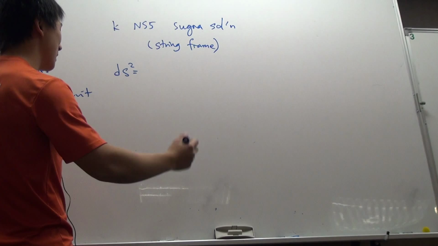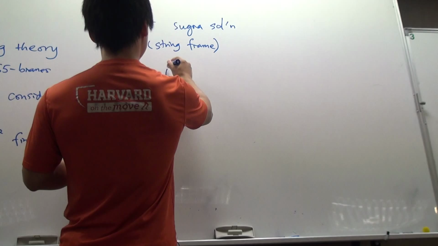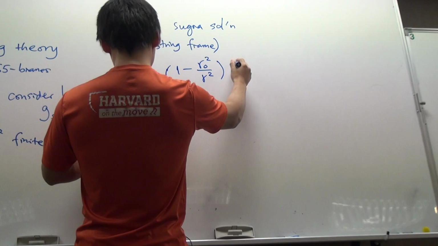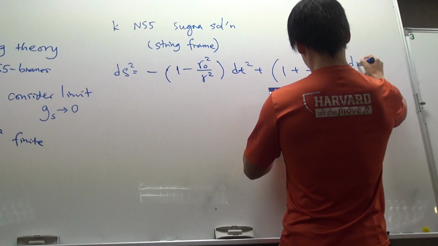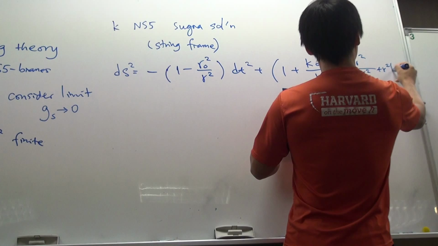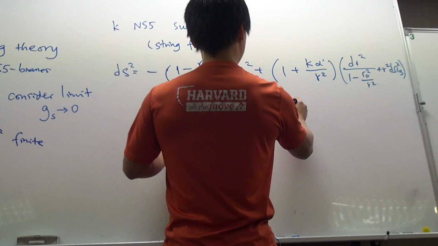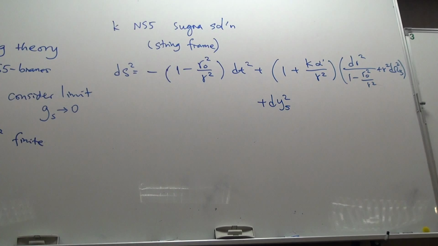The general solution that carries this NS5 brane charge with the right symmetries will look like this, say with some standard warp factor, 1 minus R0 squared over R squared, dt squared, plus 1 plus some charge K alpha prime over R squared, times dR squared over 1 minus R0 squared over R squared plus R squared dOmega_3 squared, and then plus dy_5 squared, where y_5 stands for transverse R5, spatial R5 that's just flat. This is a general non-extremal NS5 brane solution.